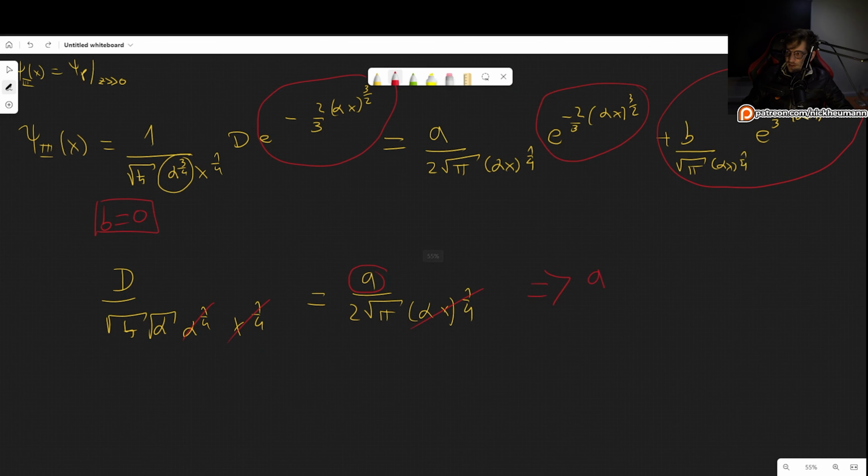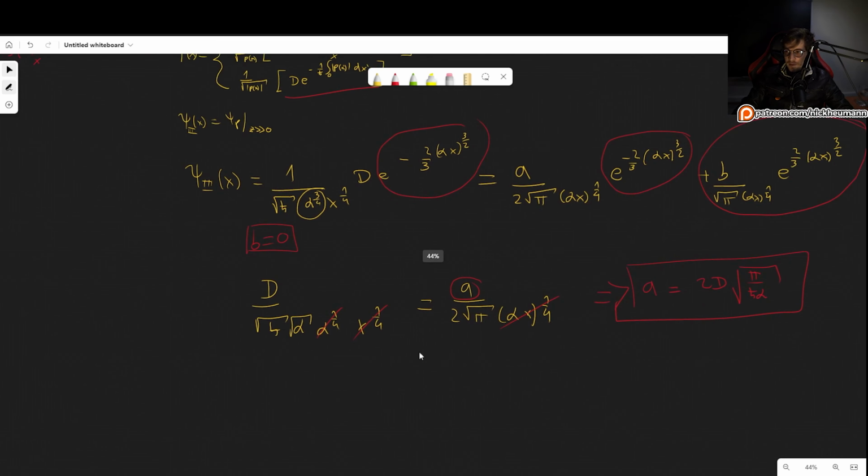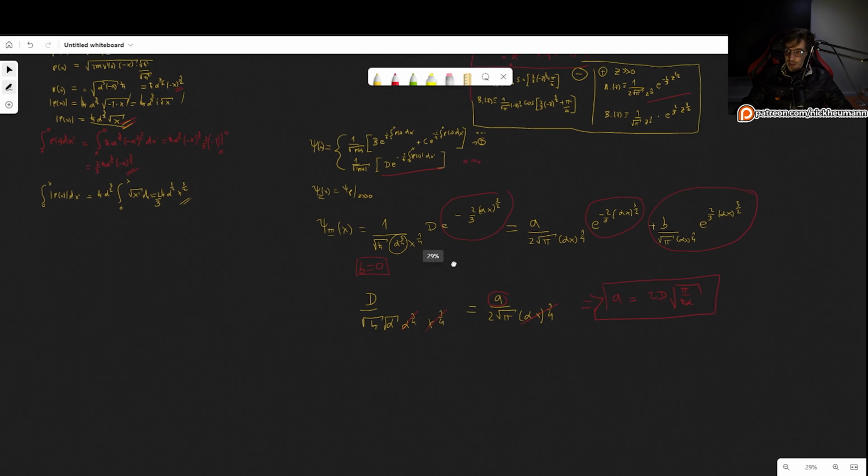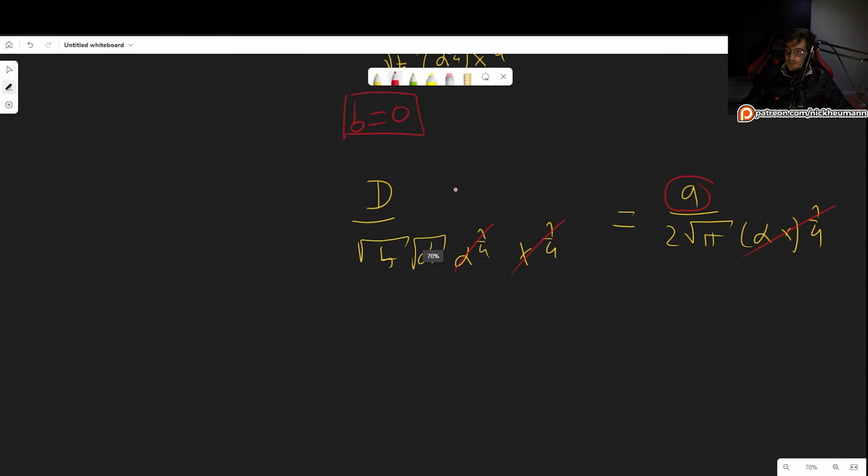So let's here say A is equal to 2D and then square root of pi h bar alpha. So that later, when we also find A is equal to something B and something C, we simply set A equal to each other and we can immediately connect our constants. So that is it for this region. As you can see, this was not very difficult. We can now do the same for region 1.